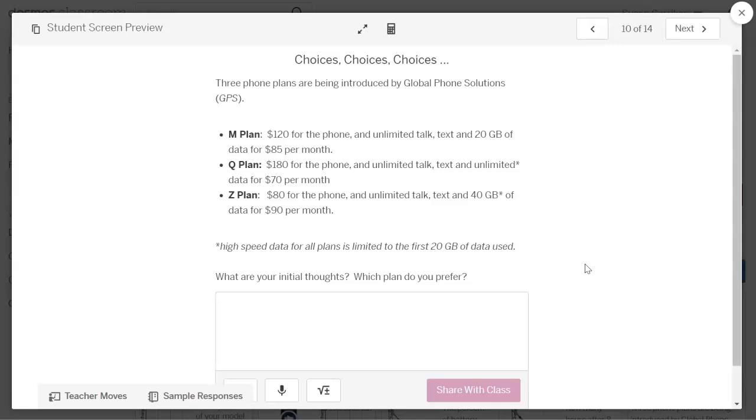And then now we're going to be given a totally different scenario. This is the cost for a phone plan at a phone company. So there's 3 plans, M, Q, and Z. So which plan do they choose? At this point, there's no wrong answers. They may have their reasons for choosing one over another, but they should go ahead and type their ideas here. Encourage discussion, even debate would be nice.